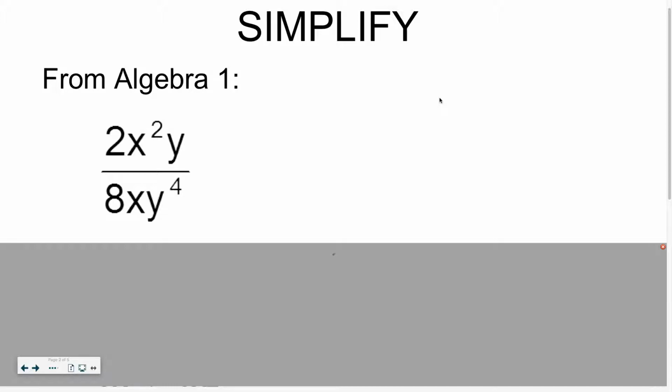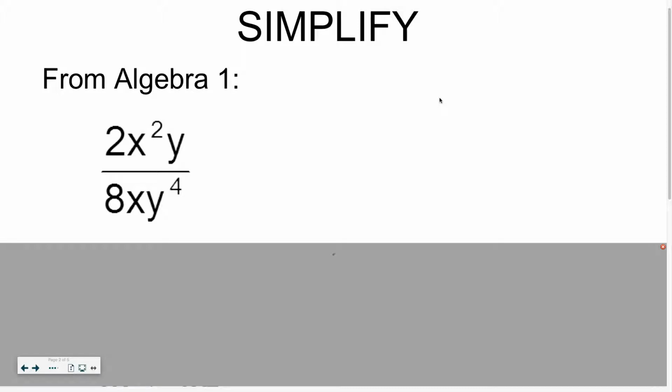Okay, so as I'm walking around and listening to conversations, I hear a few things. Well, you have 2 and 8, which you can reduce to be 1/4. Okay, and then you have these other powers that have the same base. So you have x squared over x. If you're dividing powers with the same base, what can you do with your exponents? Subtract them. So there's more x's in the top, so we would do 2 minus 1, and we'd end up with 1x in the top. And then for y's, we have y over y to the 4th.